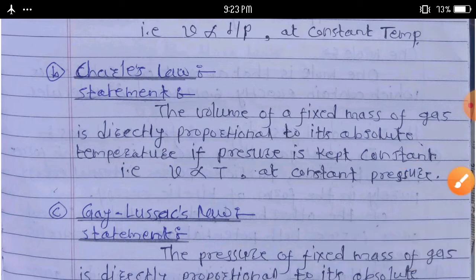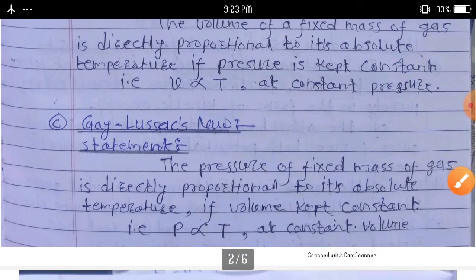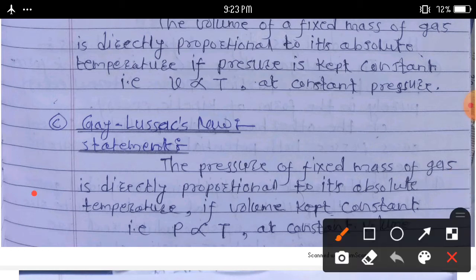And third gas law is Gay-Lussac's law. Statement: the pressure of a fixed mass of a gas is directly proportional to its absolute temperature if volume is kept constant. Mathematically we can write P directly proportional to T at constant volume. This is called the third gas law.